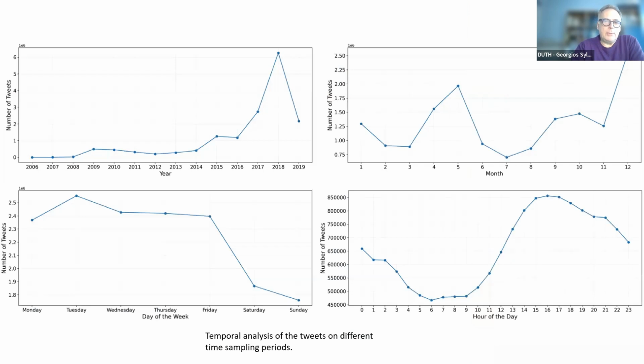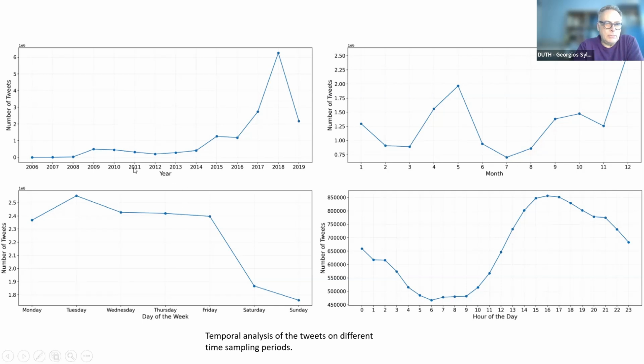Here you see a temporal analysis of the tweets. For example, the number of tweets which are relevant to climate change over the years, which is rising from 2013, 2014 until today. Then there is a drop in 2019. Then the month which contains the highest number of tweets: you see that May and December are the months with a lot of tweets. This is 2.5 million tweets per month. Then which is the day of the week people are tweeting about climate change and global warming.